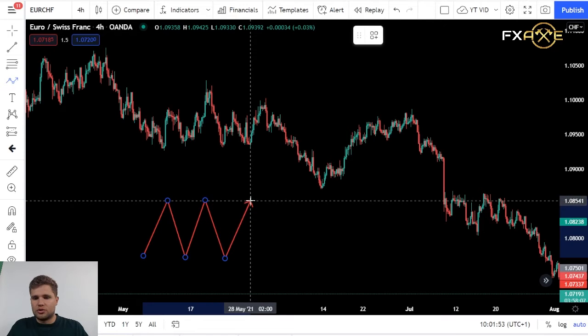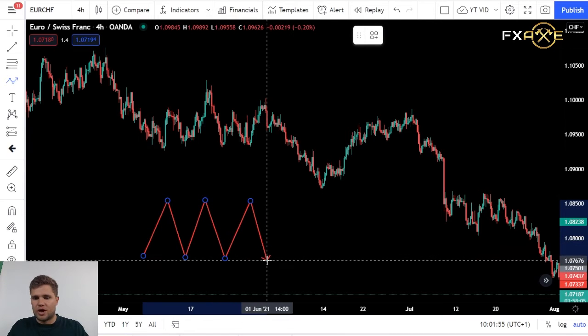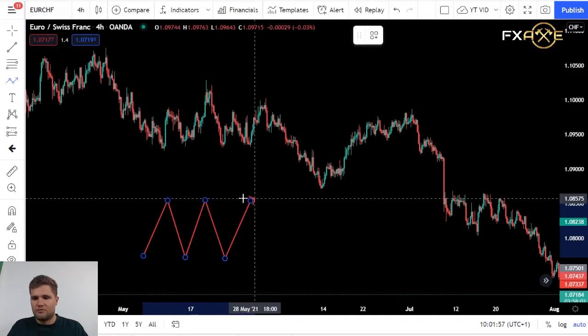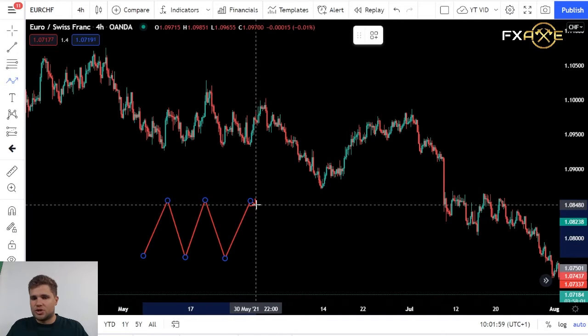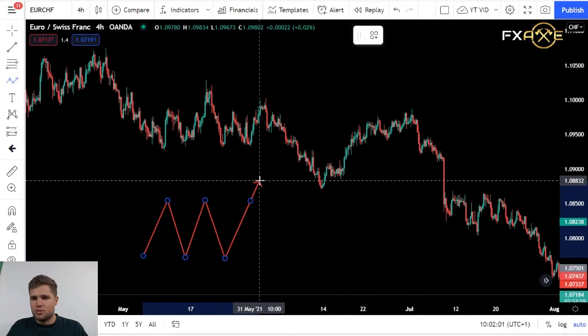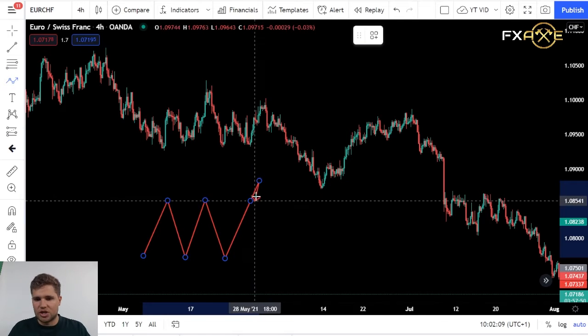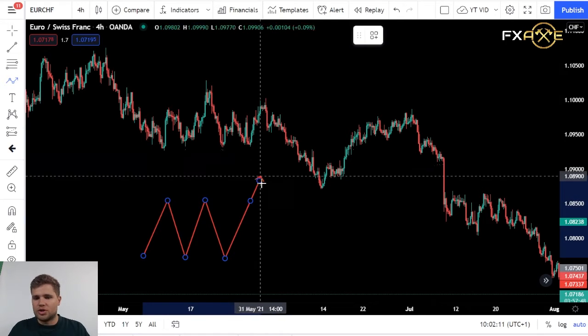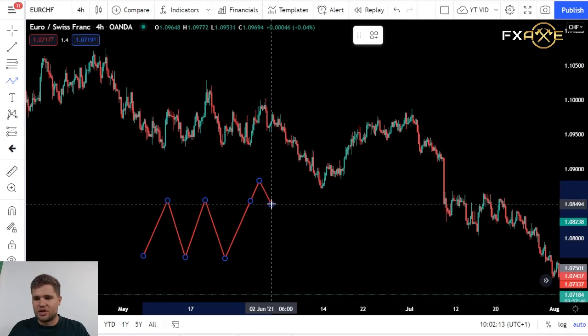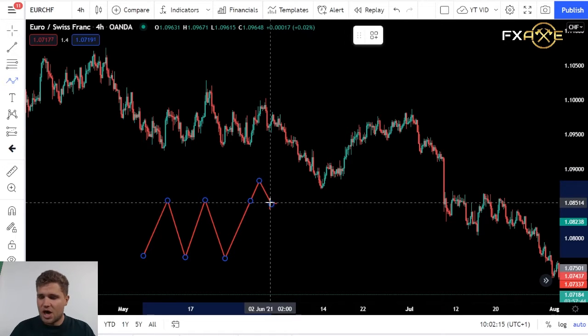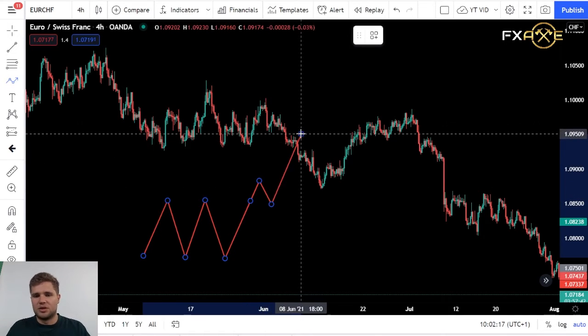So what we want to look for is price to be in a range. We can see we've got support here and resistance here. Then we want to see a breakout to the upside or downside, and that is the directional bias of your trade. So when we see this breakout here, then we want to see a retest of this previous resistance turned support, and then we can enter the trade, guys.